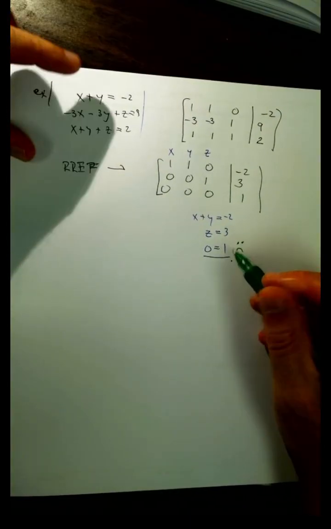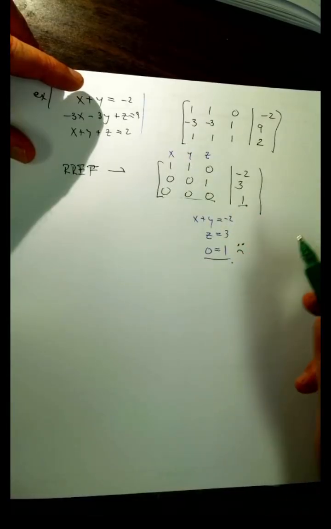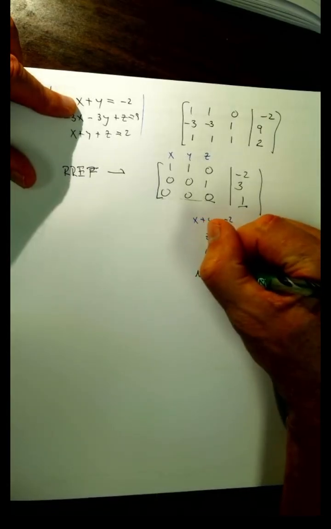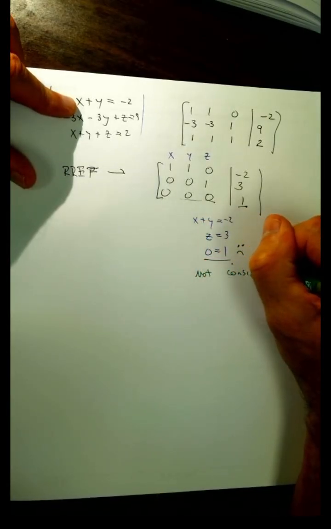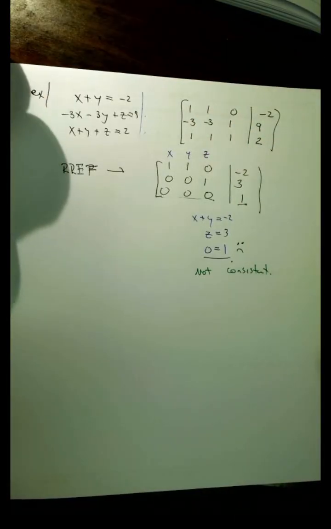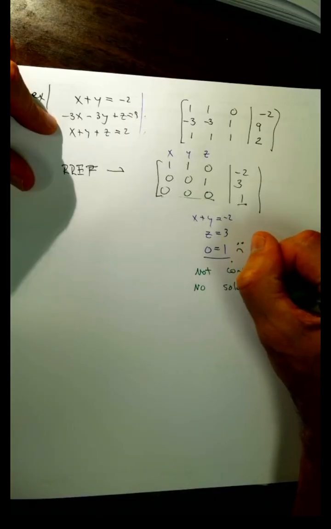This is saying then, because we have all zeros here and not 0 there, that my original system was not consistent. There's no way for me to satisfy all 3 of those equations, which means then that there's no solution.